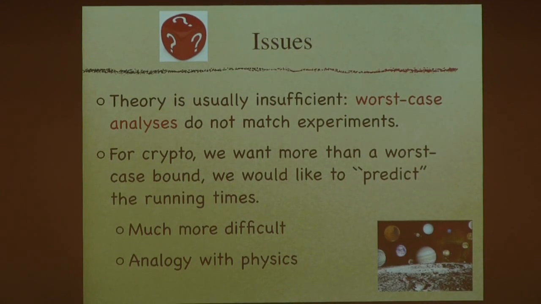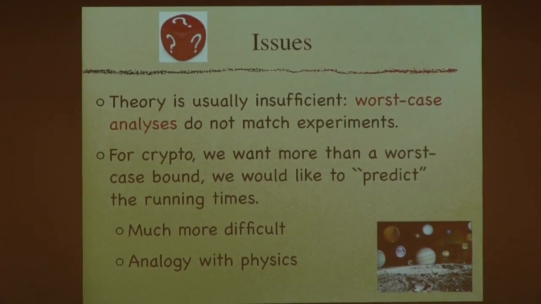So why is it so difficult? First, unfortunately, theory is great, but sometimes theory is really insufficient. The reason is that in theory, we only care about worst-case analysis, and worst-case analyses are often a poor explanation of what's going on in practice. For cryptography, we don't want just a worst-case bound. We want to know what's going on in practice. So we would like to do something crazy: we would like to predict the running time. That's obviously much more difficult, so let's not be too crazy. We will not be able to predict the exact running time to the microsecond. What we want to know is essentially the order of magnitude. Okay? It would not be meaningful to pretend to something better than that.